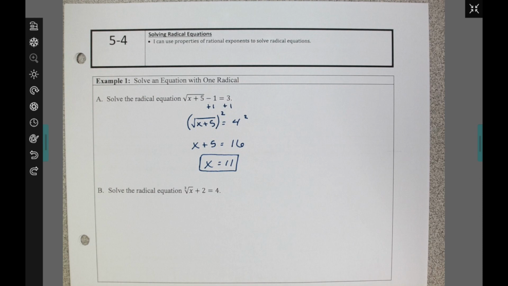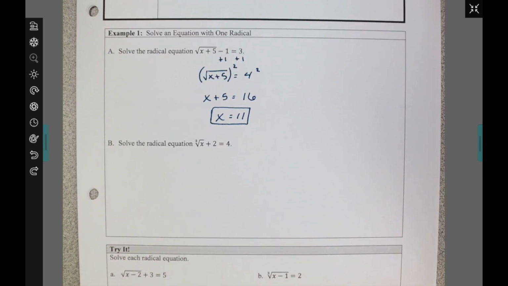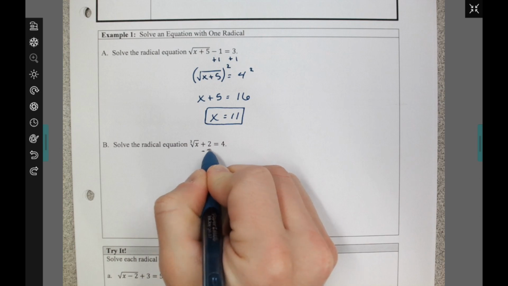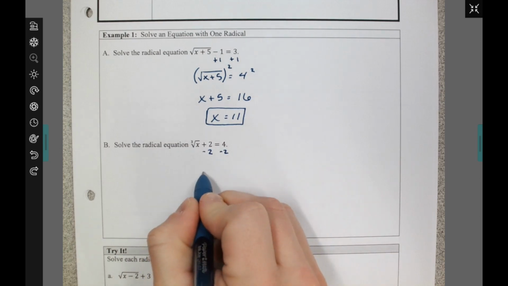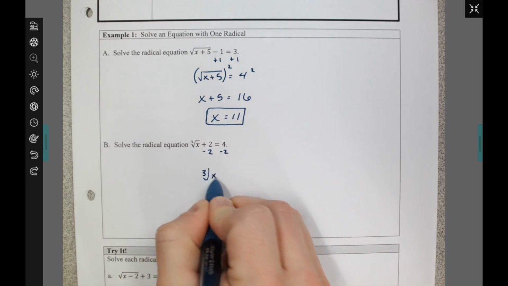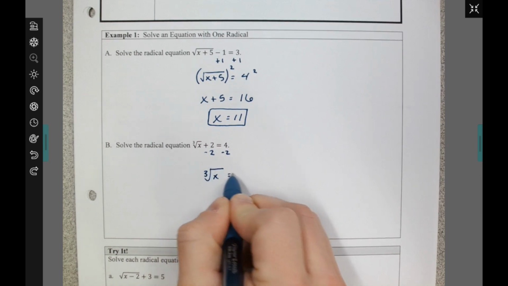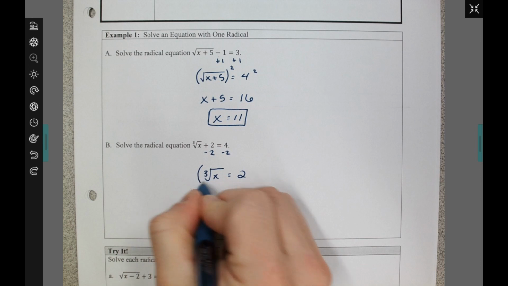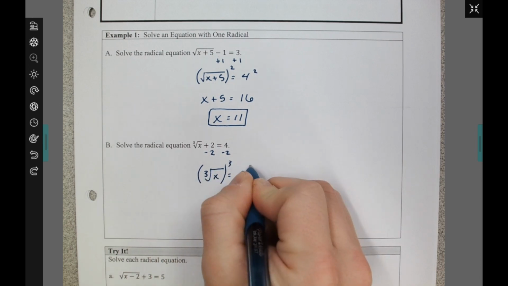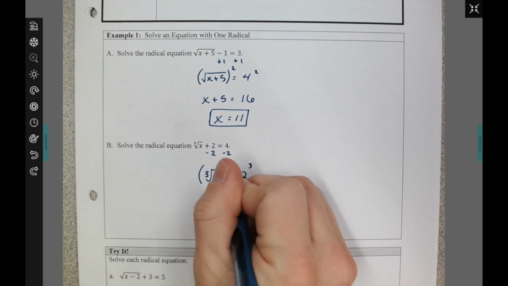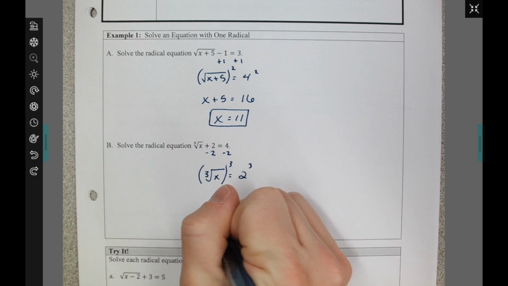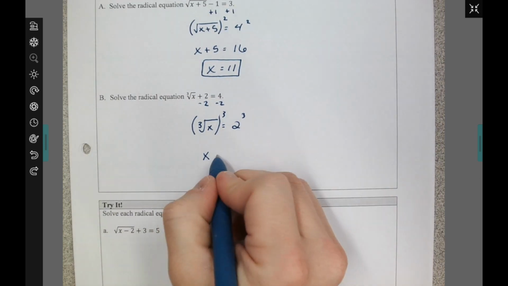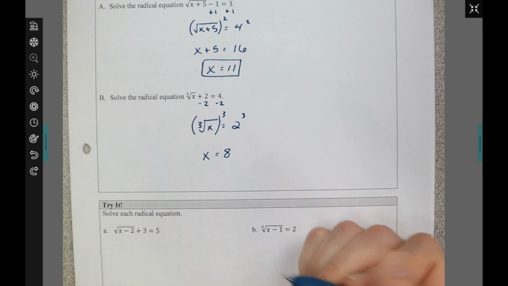B, same deal. You have one radical going on here, so it's not the end of the world. I've got to get rid of that plus 2. Opposite of plus 2 is minus 2. Gives me the cube root of x equaling 2. From there, the opposite of a cube root would be raising each side to the 3rd power. Cubing a cube root makes it go away, so I'm left with x. And then 2 cubed is going to give us 8.